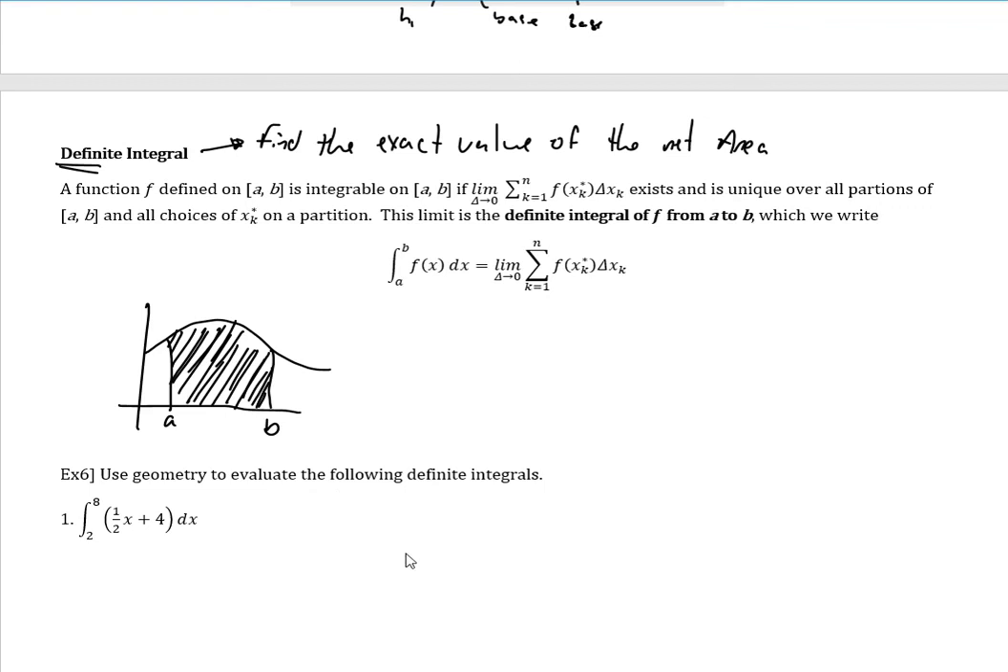What this is saying, this net area, exact net area, is equal to this integral that we'll do very soon. And it represents the limit.